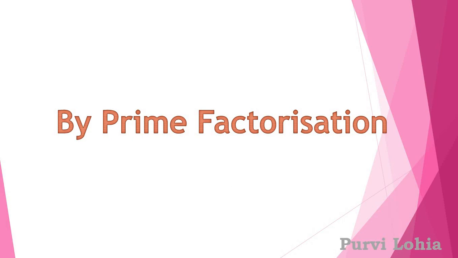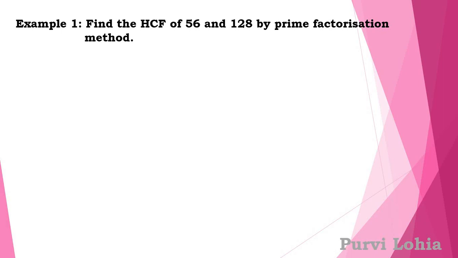Next method, by prime factorization. You know very well how to do prime factorization. So it is a very easy method. Let us do an example. Find the HCF of 56 and 128 by prime factorization method.